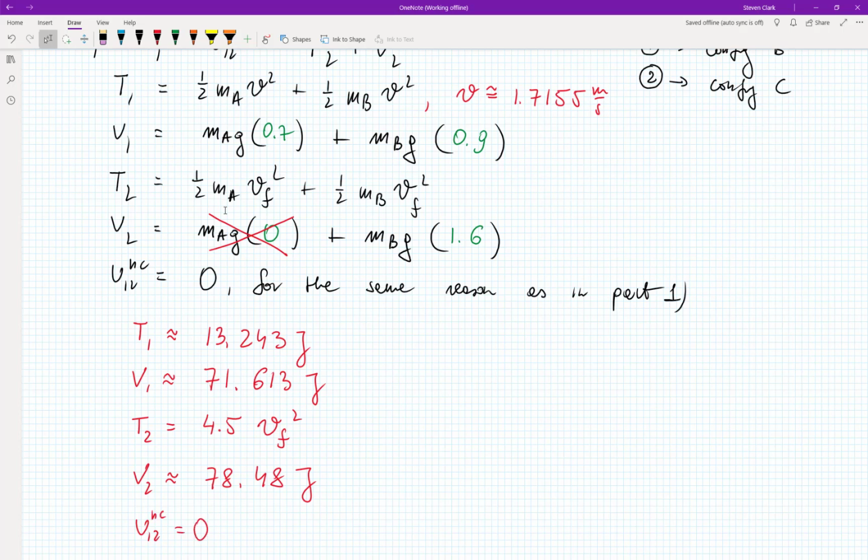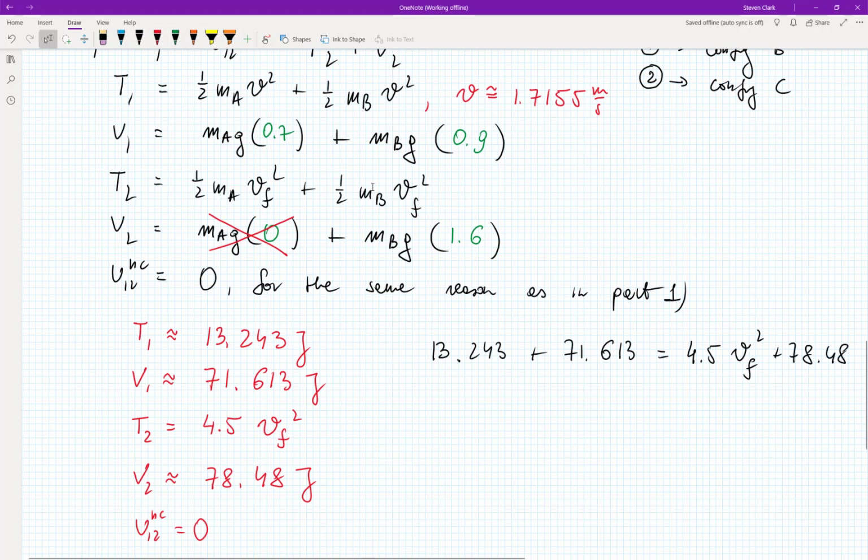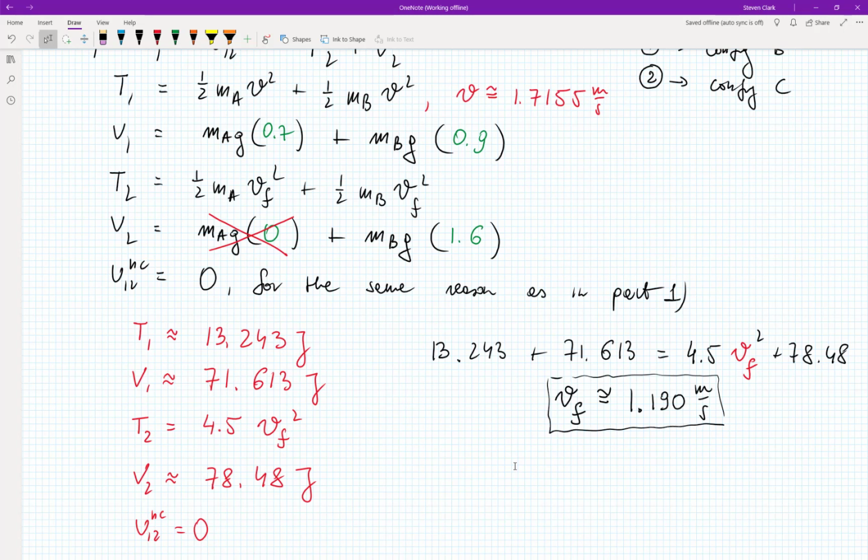U12 non-conservative is 0. Okay, plug these numbers and expression into our original equation, and you will end up with 13.243 plus 71.613 equal to 4.5 V final squared plus 78.48. Again, we ended up with one equation and one unknown, where the unknown is V_F. So for the final time today, just grab your calculator and find that V_F is approximately 1.190 meters per second. So this is the velocity body A will hit the ground, and this is our answer.